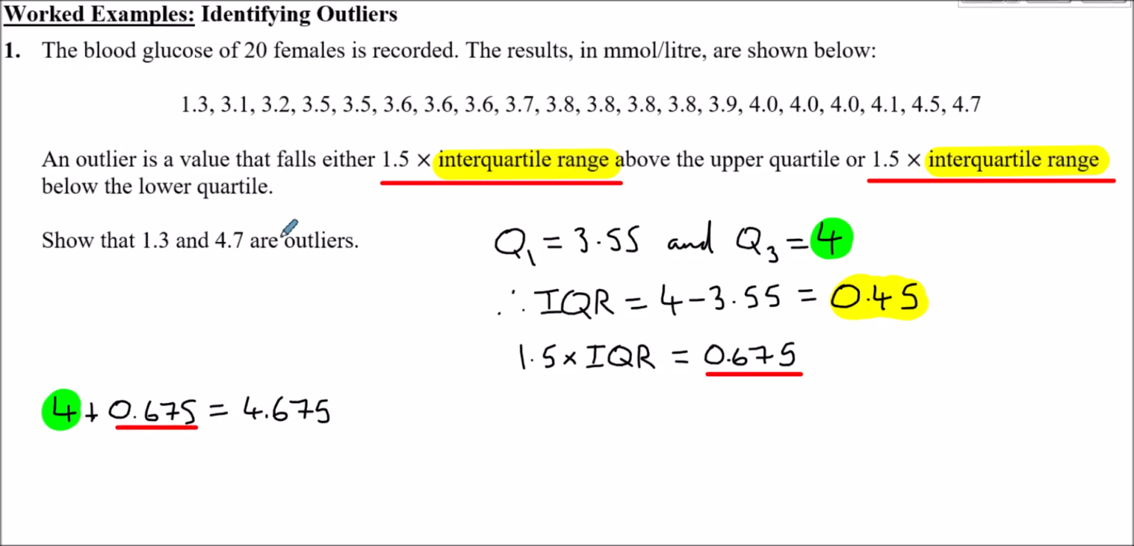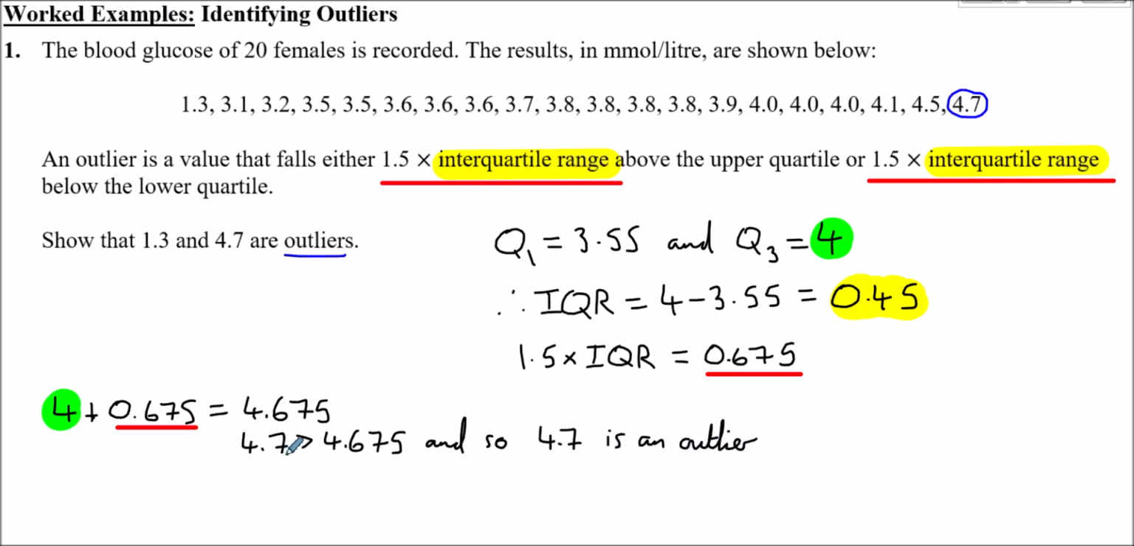So looking here, are any values above 4.675? Well, we can see here that 4.7 is higher than 4.675, and for that reason 4.7 is an outlier. So just say that 4.7 is greater than 4.675, and so 4.7 is an outlier.